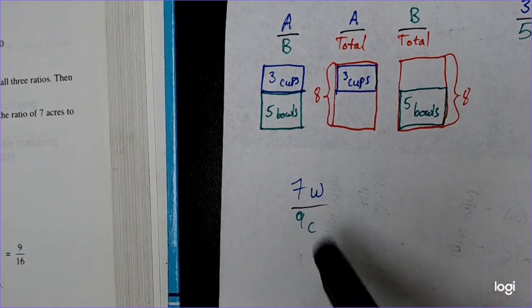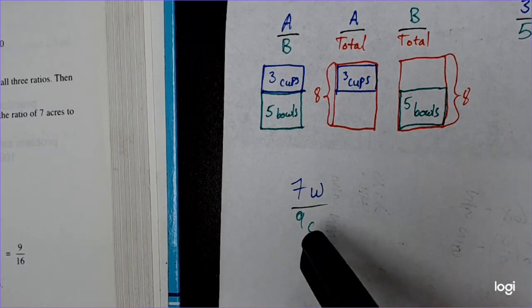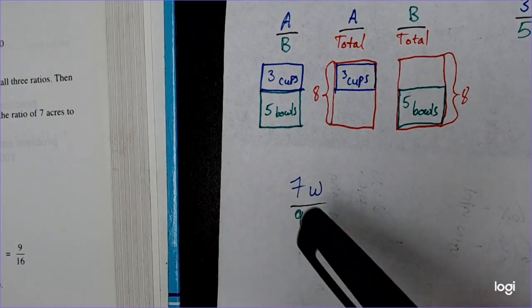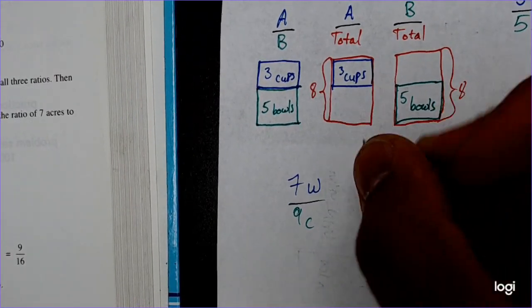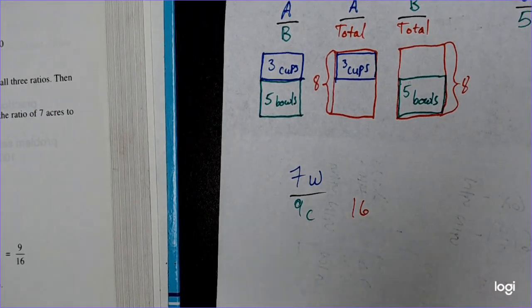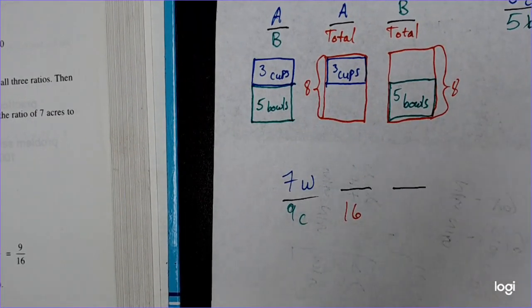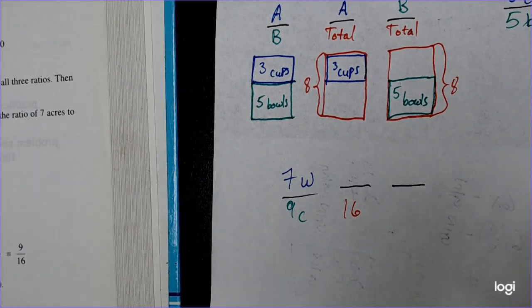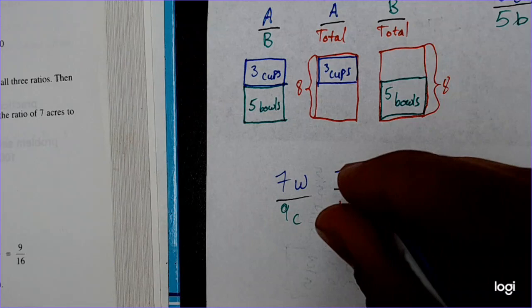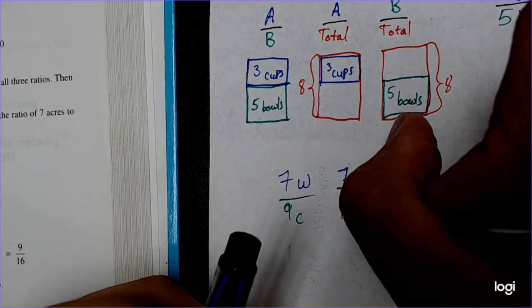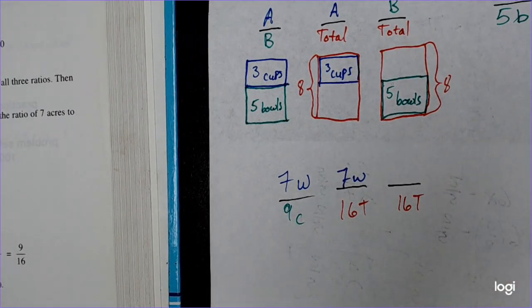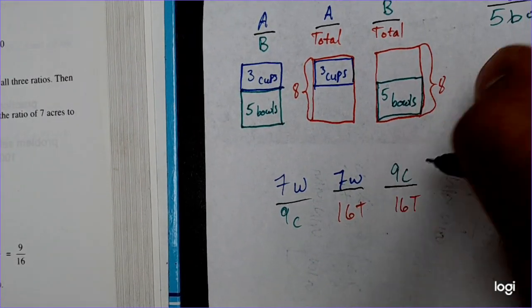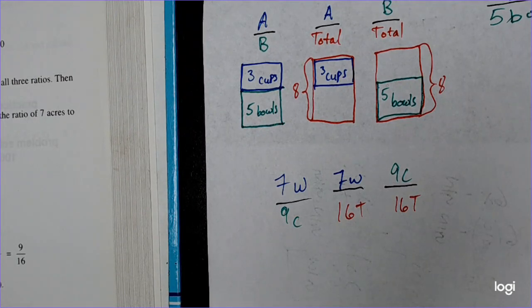So since wheat and corn are two different parts of the total, I know that this is A and B. I add them. 7 plus 9 is 16. That means my total number is going to be 16. So that's my second ratio. The second ratio is going to be A to total. So I'm going to have 7 wheat to 16 total. And then I'll have 16 total to 9 corn. Great, I found my 3 ratios.